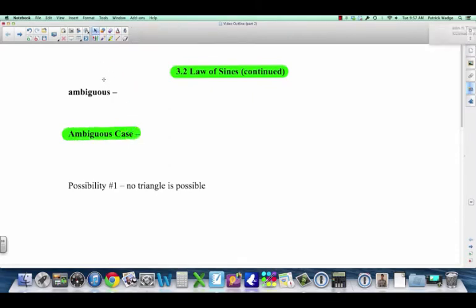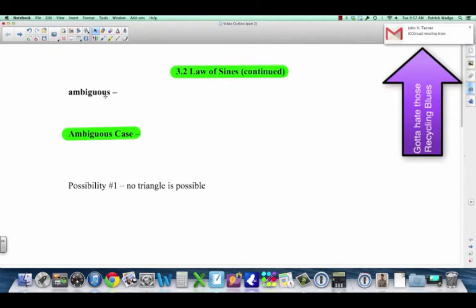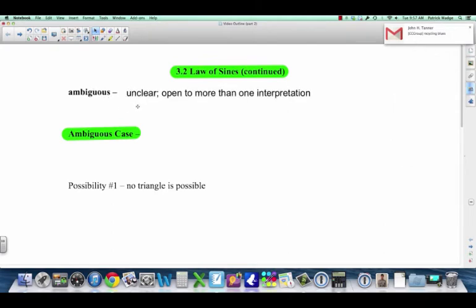So what does ambiguous mean, first of all? Ambiguous means unclear or open to more than one interpretation. So if I said to you, hey, let's meet tomorrow at 7 o'clock, see ya, and I just left you standing there, that'd be ambiguous. You'd be like, well, 7 o'clock, is that in the morning or is that in the evening? It's not clear. There's more than one way you could interpret it. So that's what ambiguous is.